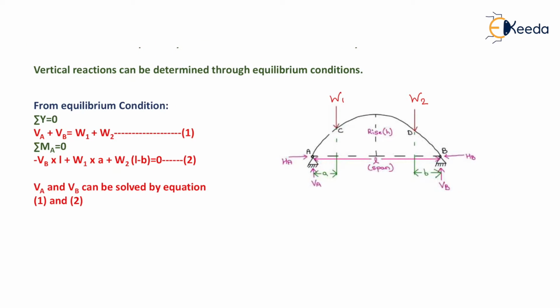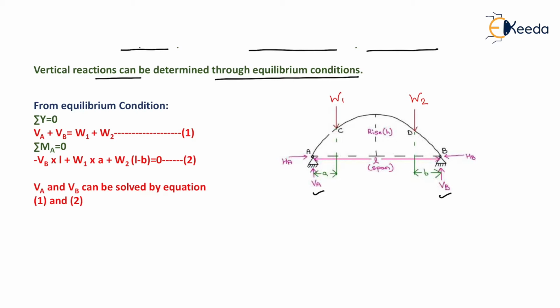Hence we need a compatibility condition to solve the indeterminacy of the structure. Now to solve this indeterminate structure we need one compatibility condition. Now vertical reactions can be determined through equilibrium conditions only. We will be able to determine the vertical reactions by the conditions of equilibrium only.